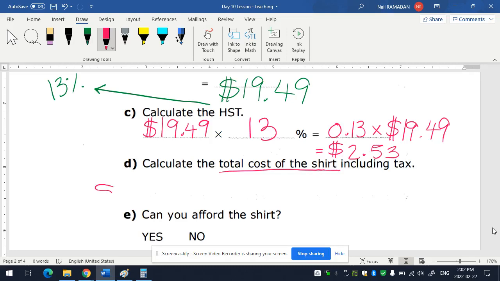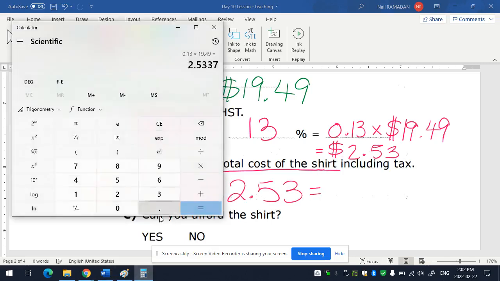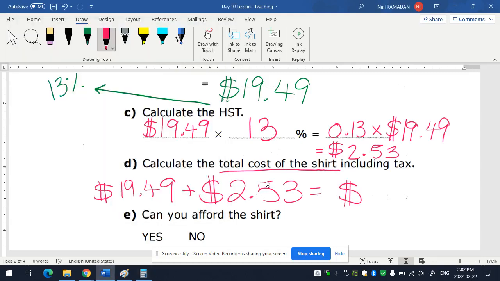So we're going to add 1949 plus 253. How much would that be? 1949 plus 253. Oh, you are all over the $20 bill that you actually have with you. So that means $22.02. Can you afford the shirt?